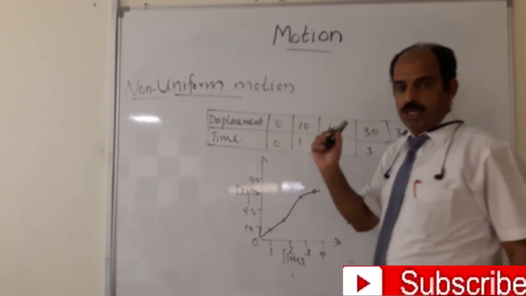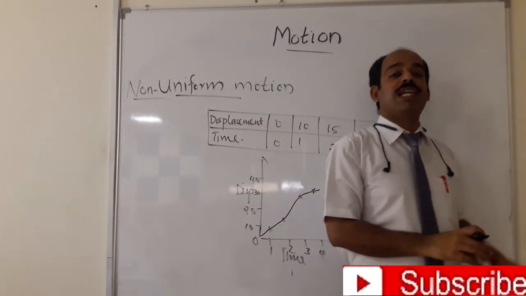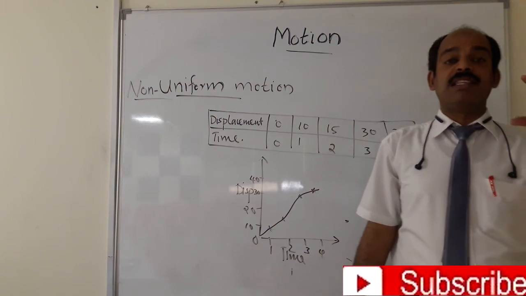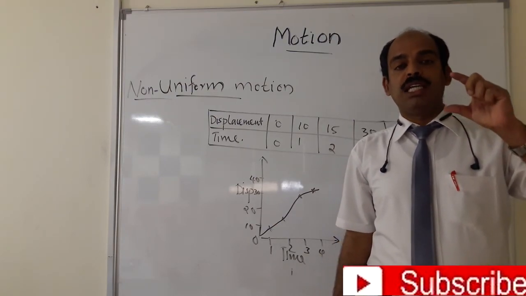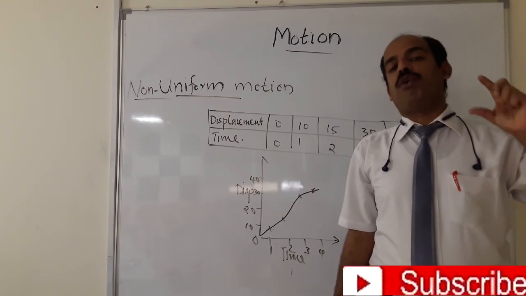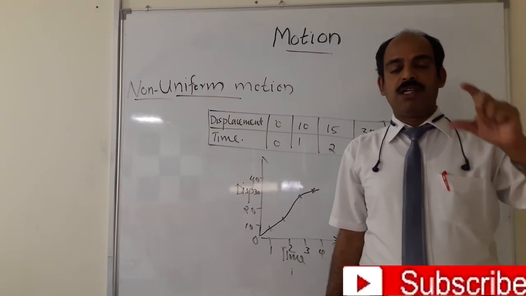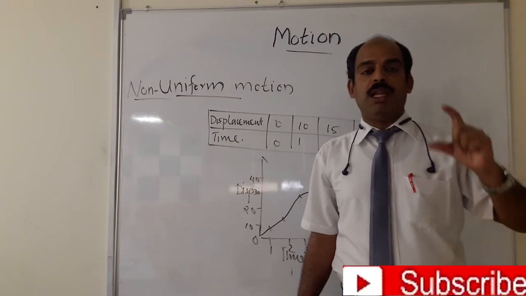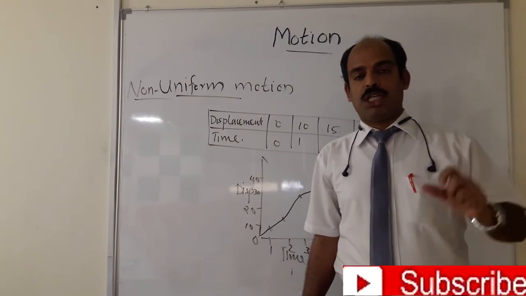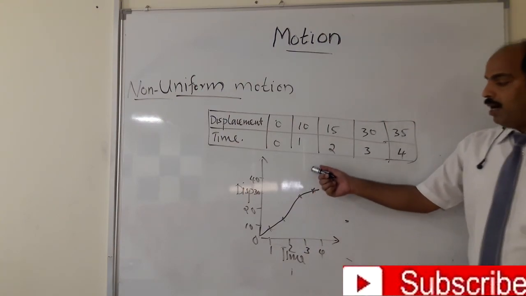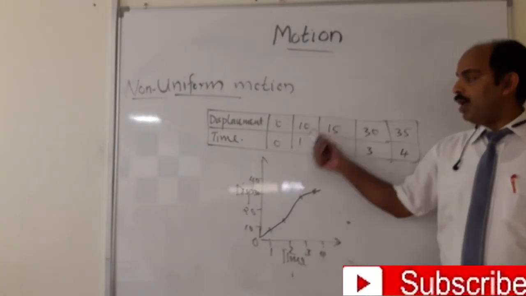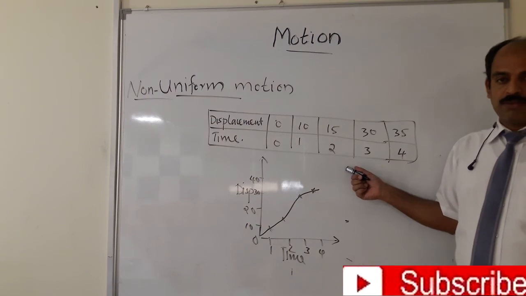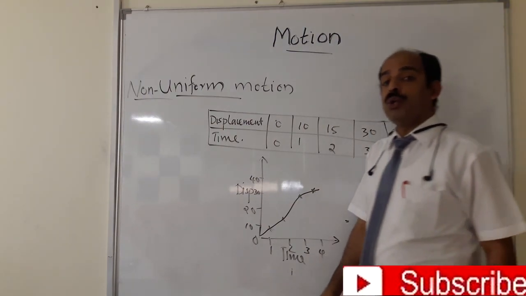Okay. So non-uniform motion means, if an object covers unequal distances in equal intervals of time, then the object is said to be in non-uniform motion, right? Clear? See that the displacement time graph of a non-uniform motion is not a straight line. Okay, it's like a curve. So this is non-uniform motion.